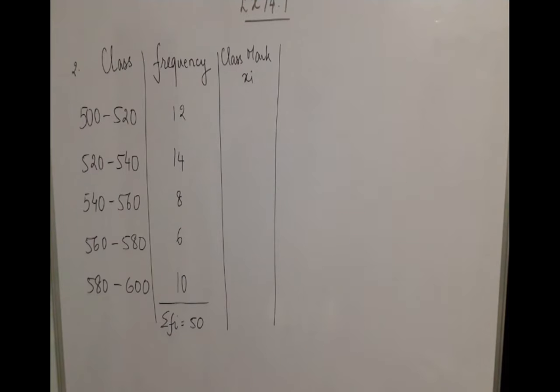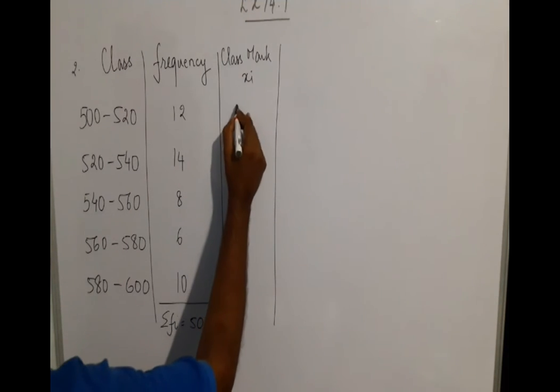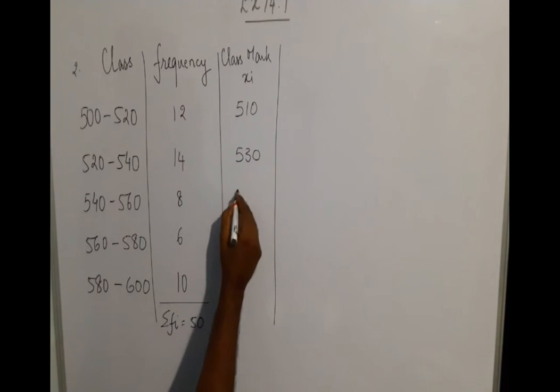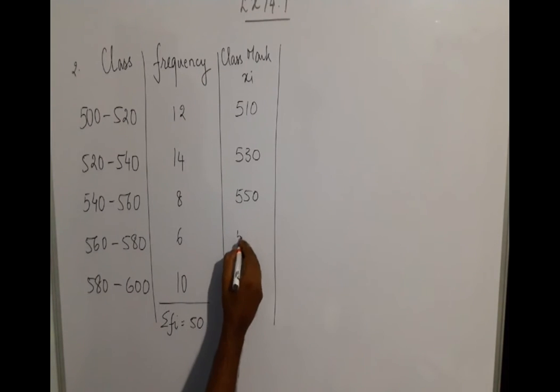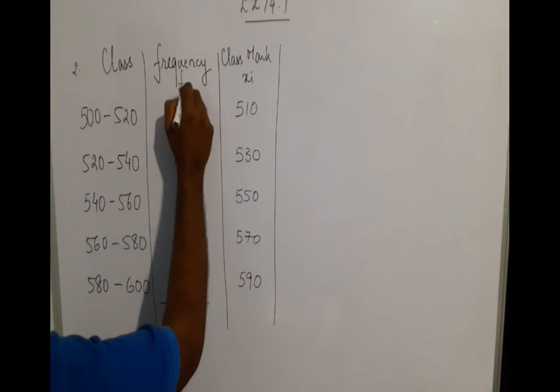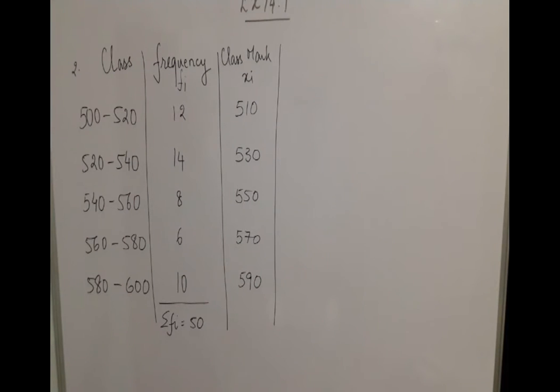So what is the first step I have to do? I have to find out the class mark. So what is the class mark? 500 plus 520, 1020 divided by 2 gives me 510. This will give me 530, 550, 570 and 590. Now this xi is a very big number, as you can notice. So to multiply fi xi, if I multiply this fi with the xi, I get huge multiplication. So this time I am going to change the method to make it easier. So what was the next method we did?